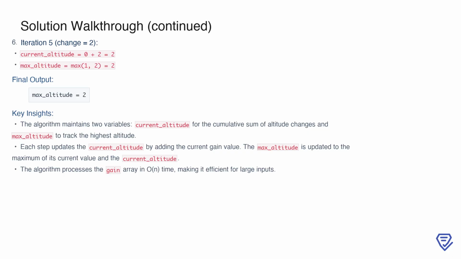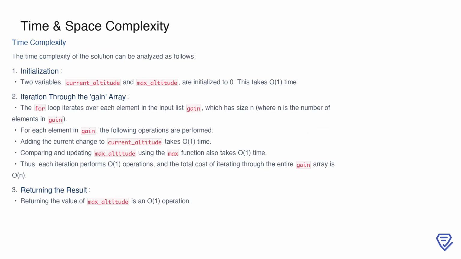To summarize the key insights from these examples, the algorithm uses two variables, current_altitude, which tracks the cumulative altitude at each step, and max_altitude, which keeps track of the highest altitude encountered so far. At each step, the algorithm updates the current_altitude by adding the current gain value, and the max_altitude is updated to the maximum of its current value and the current_altitude. Since the algorithm processes the gain array in a single pass, its time complexity is O(n), making it efficient even for large inputs.